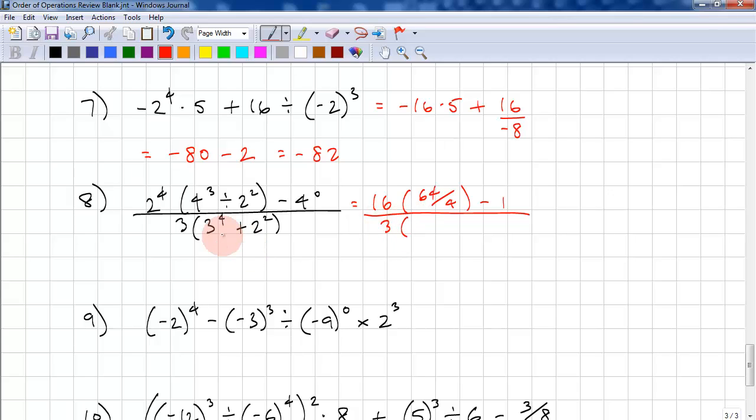Copy the 3. Here we have brackets again, and we evaluate BEDMAS inside the brackets. So we do exponents first. 3 to the power of 4 is 81, plus 2 to the power of 2 is 4. Let's simplify. 64 divided by 4 is 16. 16 squared minus 1 over 3 times 85. 16 squared is 256 minus 1 is 255. And 3 times 85 is 255 as well. So our answer is 1.